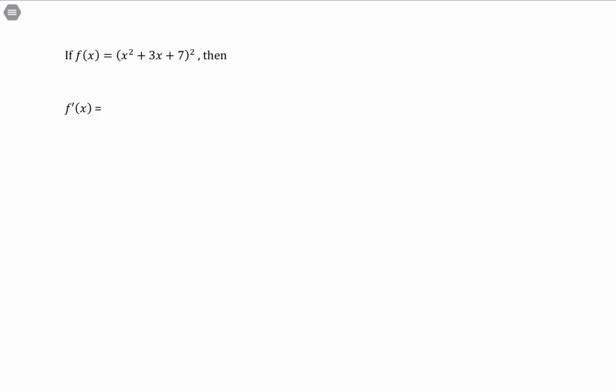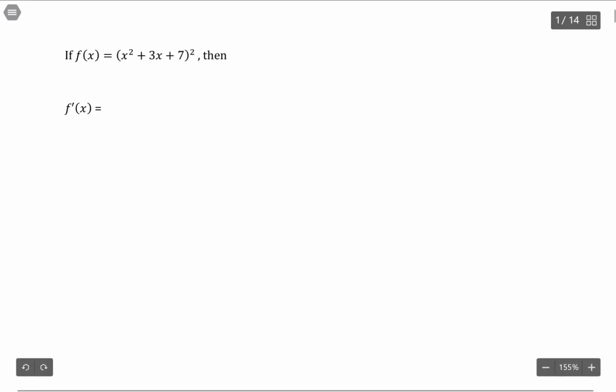If f of x equals the quantity x squared plus 3x plus 7 altogether squared, then f prime of x equals what? Well, to work this through, what we have is basically some function. Well, I guess I should probably not call it f. Let's call it g of x, which is the inside function, x squared plus 3x plus 7.